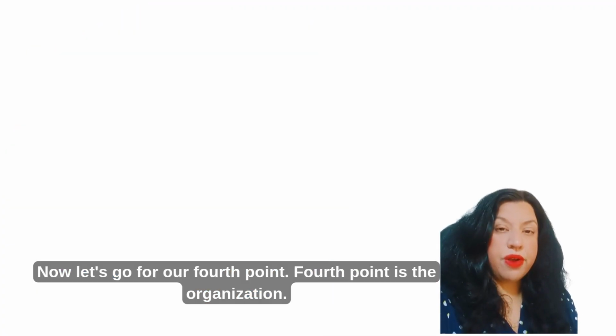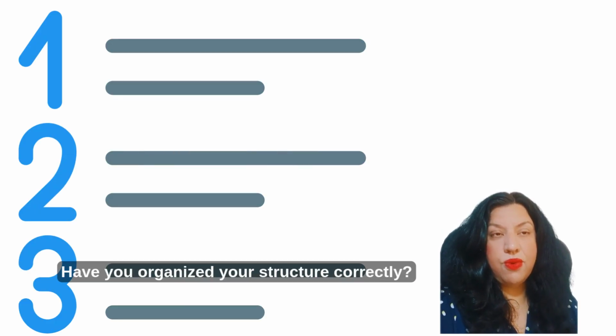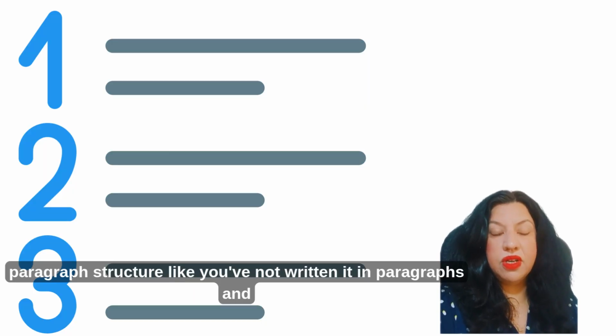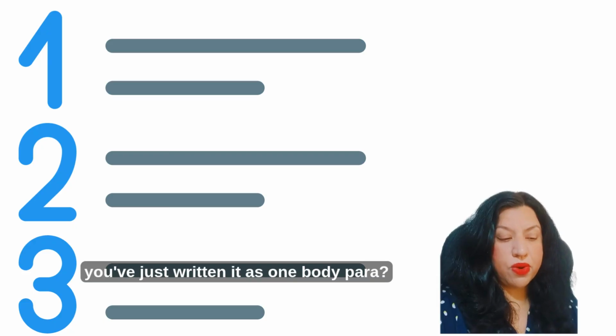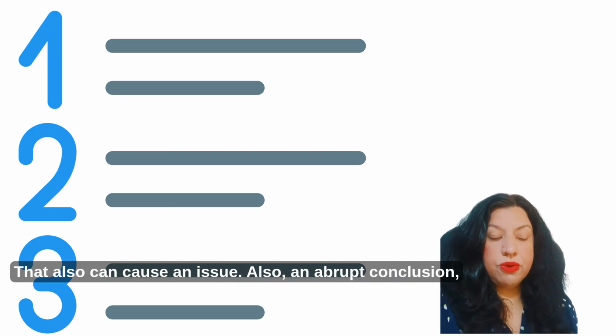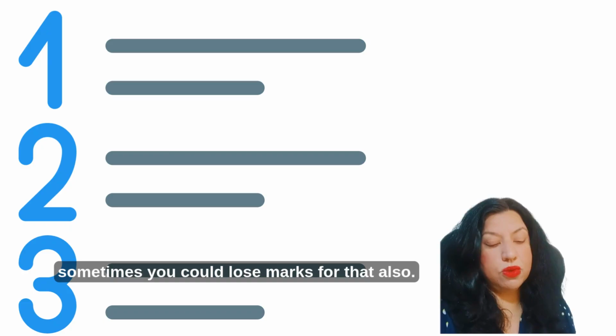Now let's go for our fourth point. The fourth point is the organization. Have you organized your structure correctly? Is it missing any paragraph structure? Like you've not written it in paragraphs and you've just written it as one body paragraph? That also can cause an issue. Also, an abrupt conclusion. Sometimes you could lose marks for that also.